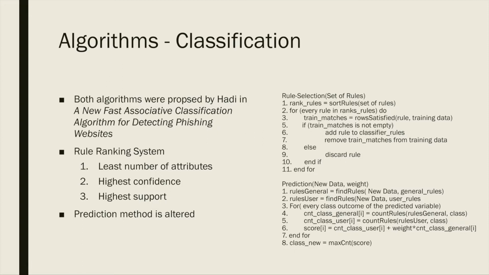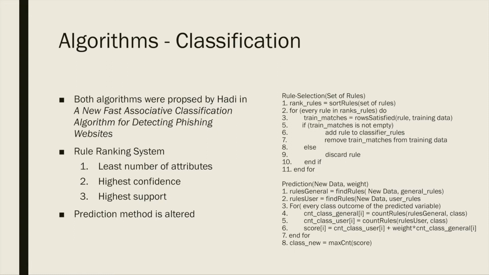If 2 rules contain the same number of attributes, then the rule with the higher confidence is ranked higher. If all of this is the same, then the rule with the higher support is ranked higher. If there's still no difference, then a rule is just chosen at random. Looking at the top algorithm, first, the algorithm ranks the rules according to the system just described.